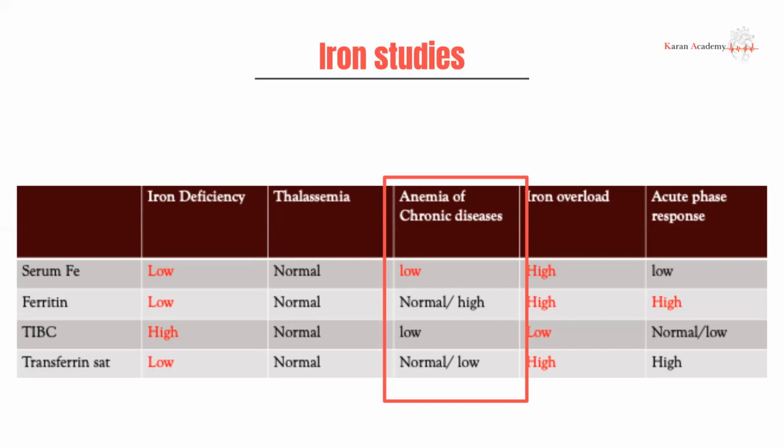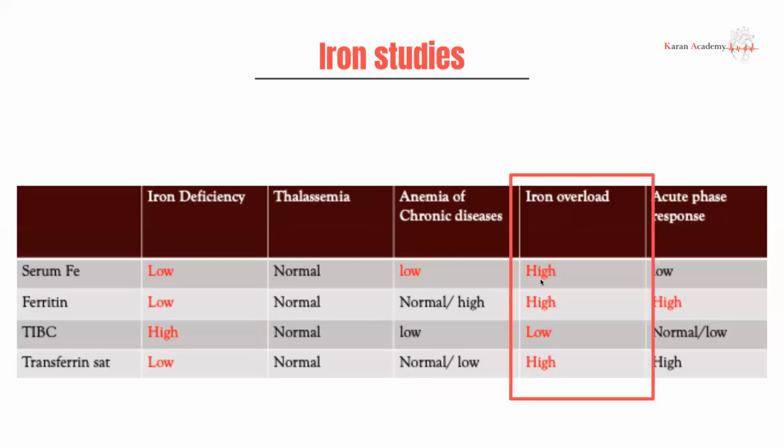I also mentioned that ferritin is an acute phase reactant, which means it goes up when you have inflammation. So your ferritin may actually be normal or high, but this is not a good representation because your ferritin, in this case, is high not because of the iron stores but because of the inflammation, and your serum iron would be low. With iron overload, serum iron is going to be high, ferritin is going to be high, total iron binding capacity is going to be low, and the saturation is going to be high.